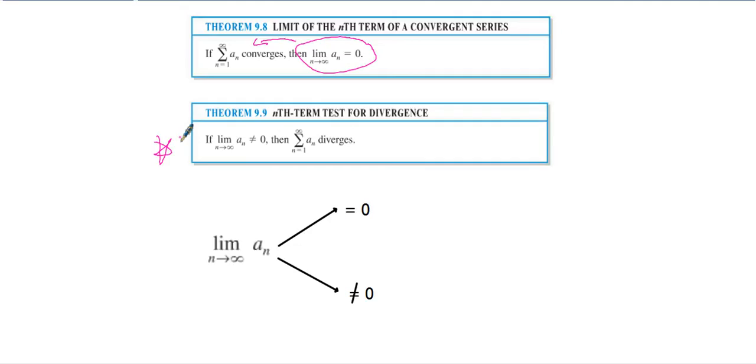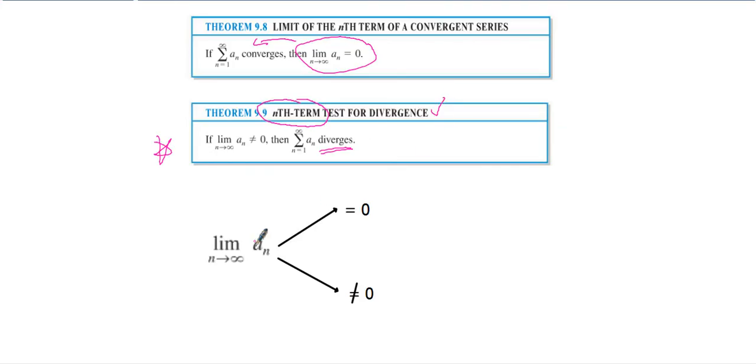The contrapositive, however, which is down here below it, is what's going to be really useful for us. If a series converges, the limit of the nth term as n approaches infinity is equal to 0. That means that if the limit of the nth term as n approaches infinity does not equal 0, then the series does not converge. If it does not converge, that means it diverges. So our first real test here is called the nth term test, and it's a test for divergence.